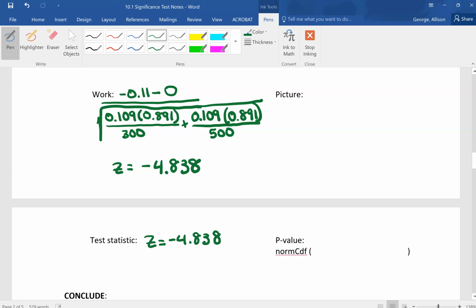Alright, so now we need to draw our picture. I'm doing the standardized graph because I don't have an insane amount of space here. If you need to draw the unstandardized graph, you can. Just get with me later and we'll talk about that.